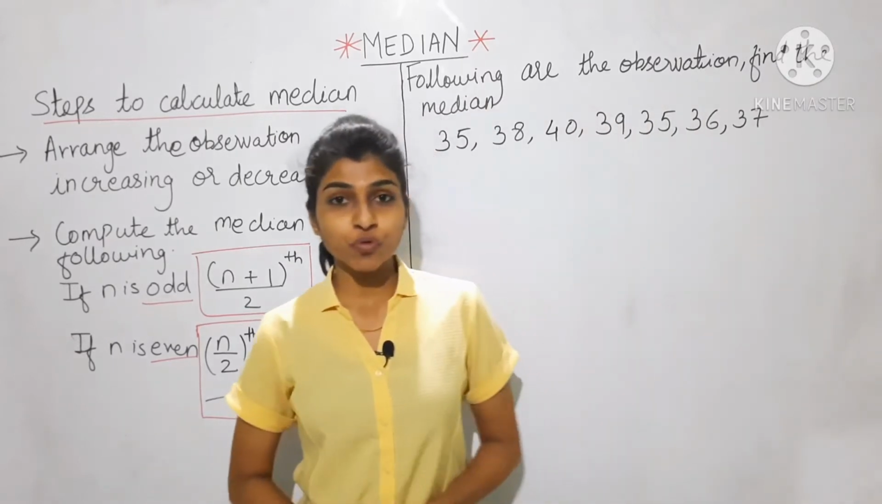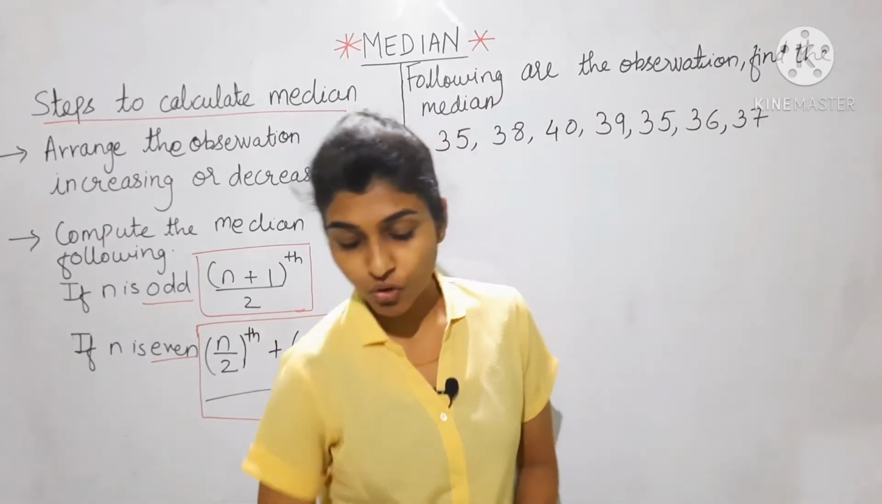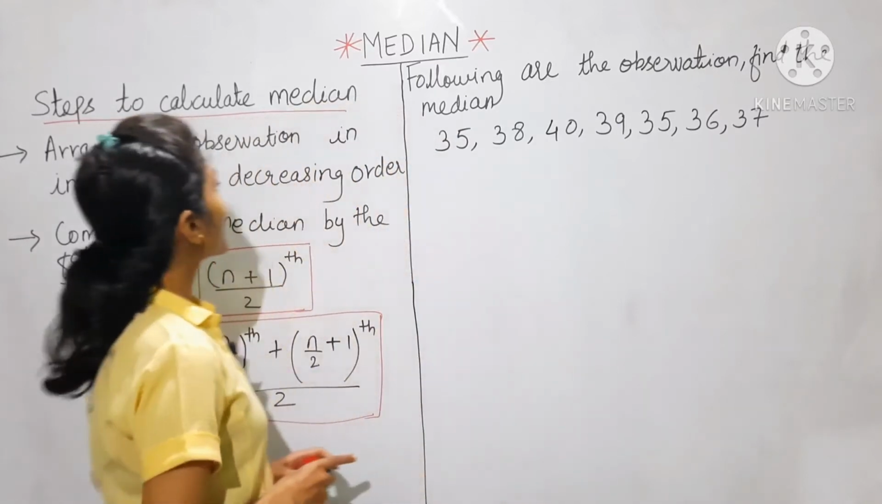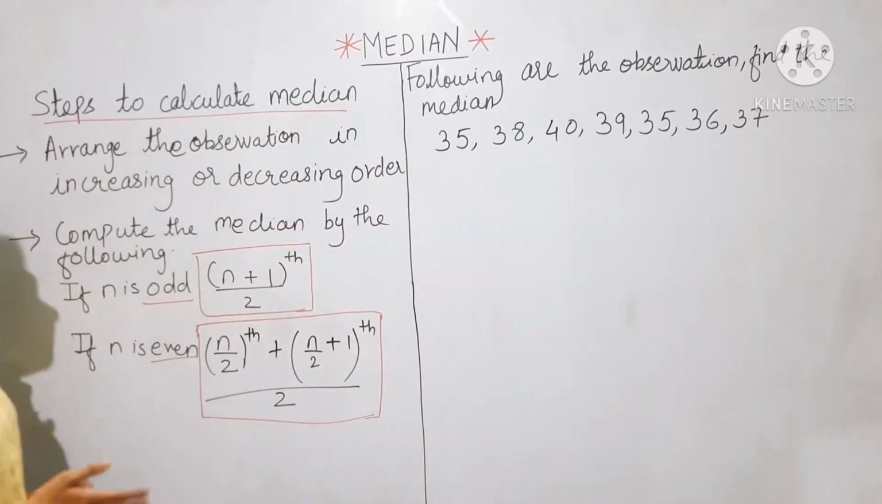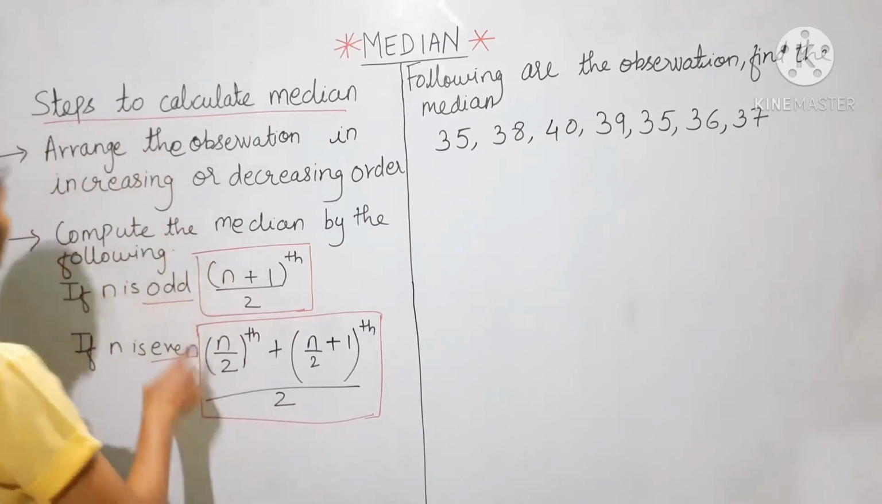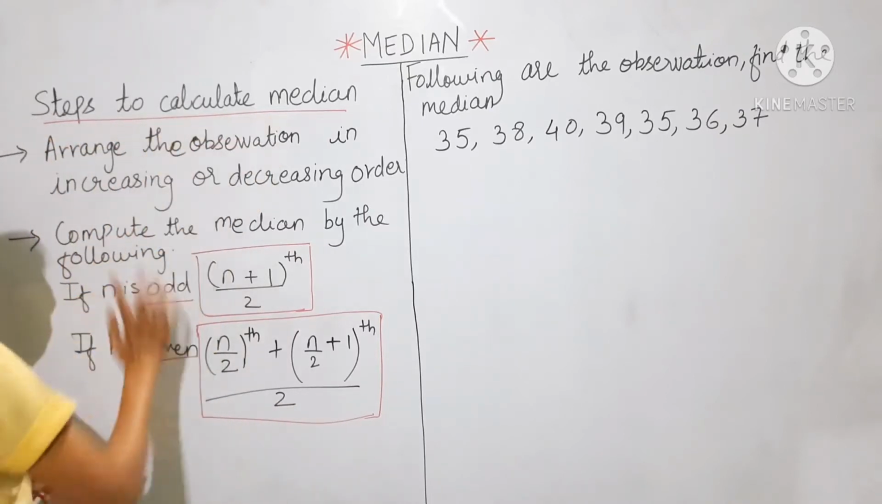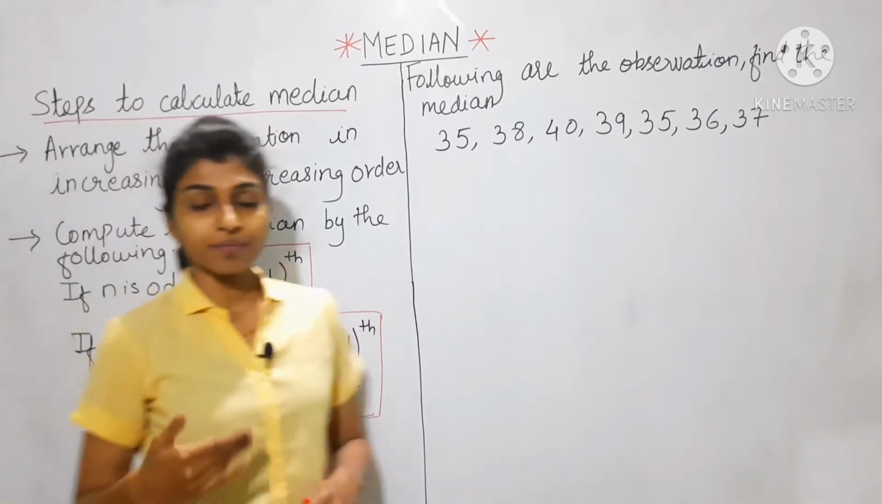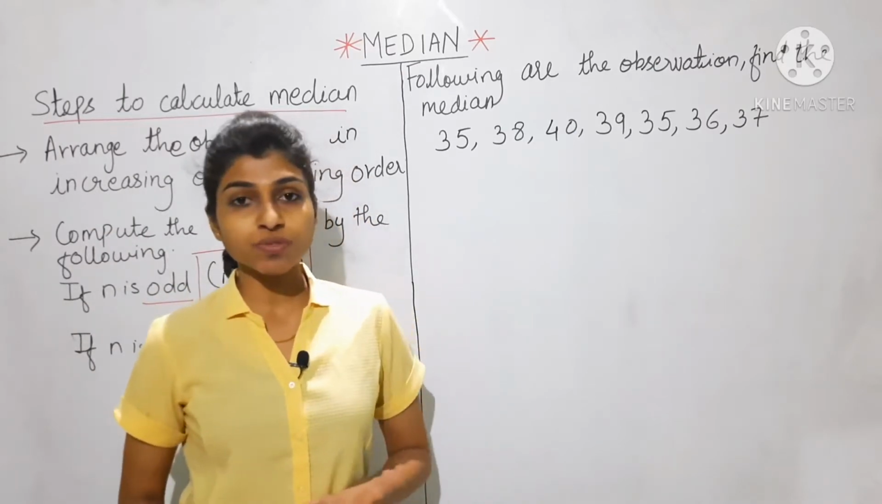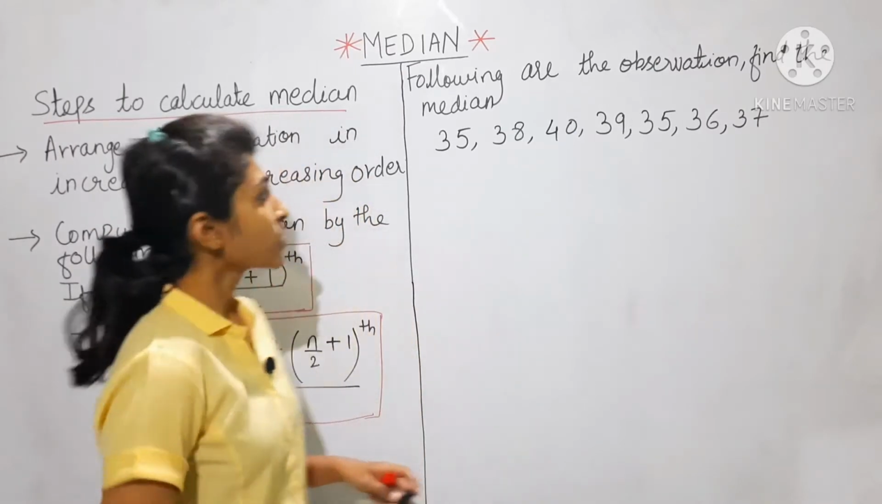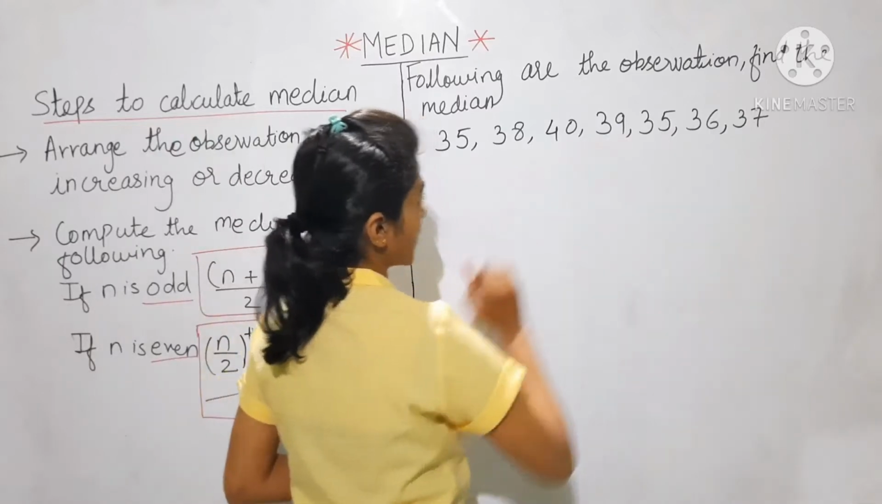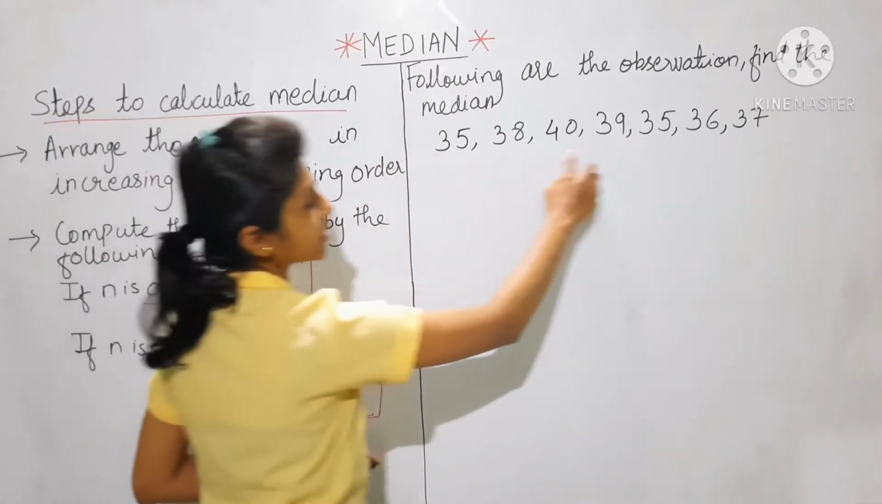Okay, so now we'll move to the example of how to calculate the median. There are steps to calculate the median. Step number 1, steps to calculate the median. If it is individual observations or ungrouped data, they are in this way.